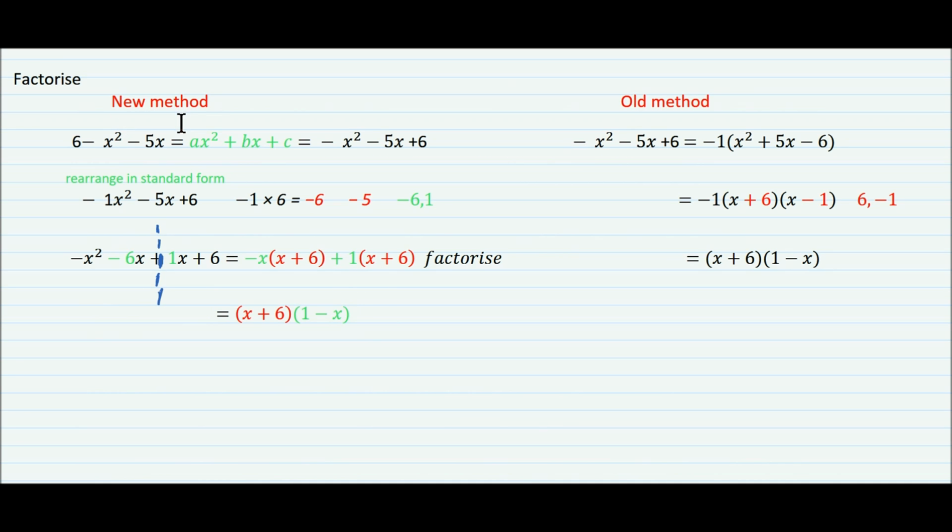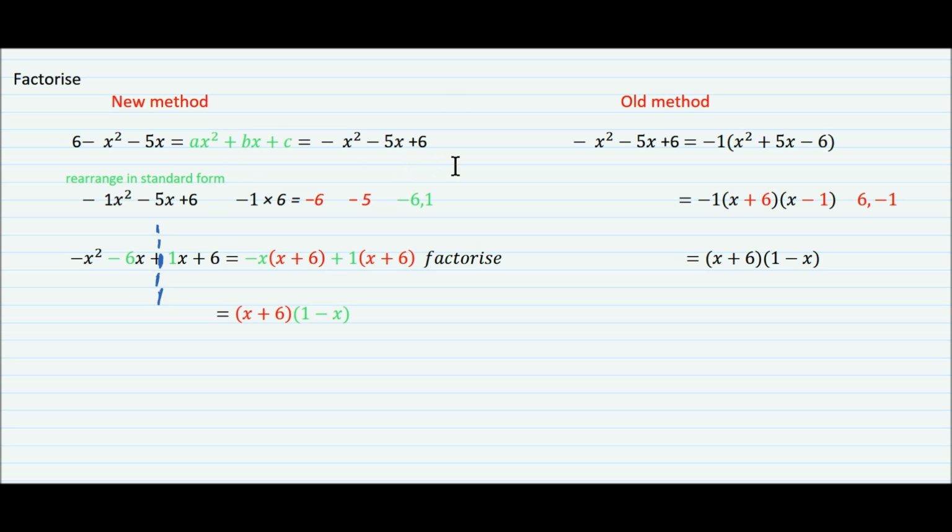Now we've got another method. It's a new method, and we've got the old method, and we've got another quadratic here. So this is 6 minus x squared minus 5x. Now this is not in the form of a quadratic like ax squared plus bx plus c. So before you can do anything, you put it in this form. You've got a minus x squared, so you put that first. Then you've got a minus 5x, that goes second. Then you've got a number term plus 6. So this is in this form. You rearrange it in standard form.